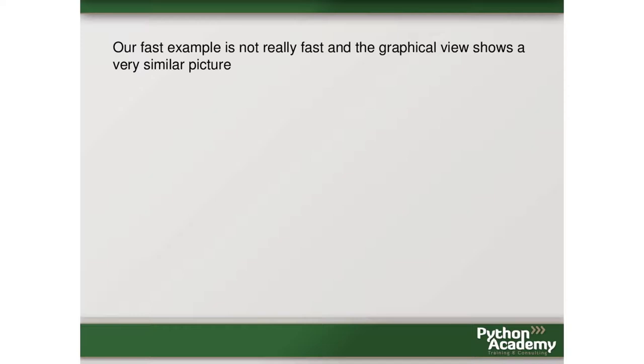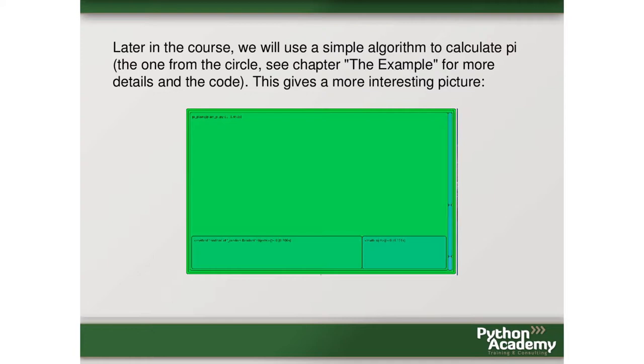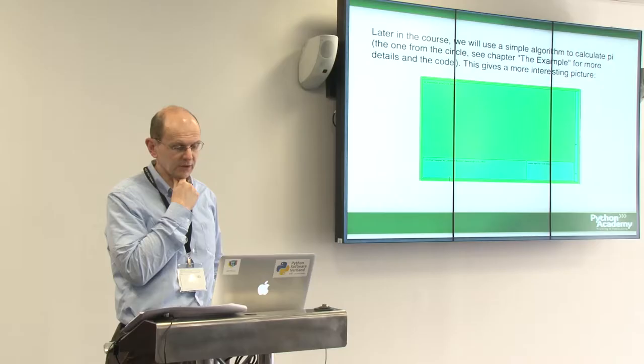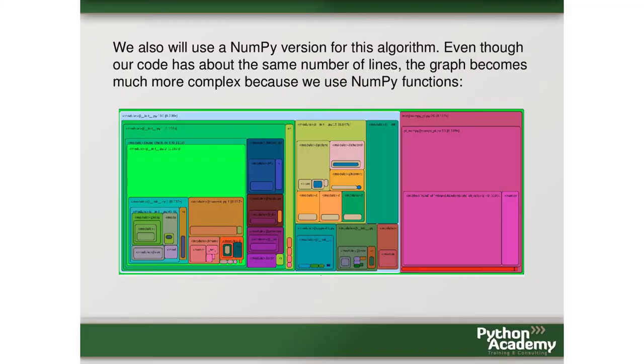And now they have the next picture. It's the same thing, time sleep. And this is the other one, where we have some more things going on. And this gives a bit more interesting picture. Now, you have several functions running and you can see how it looks. And then this is an example if you use NumPy, when we do the same thing we did with the other function.